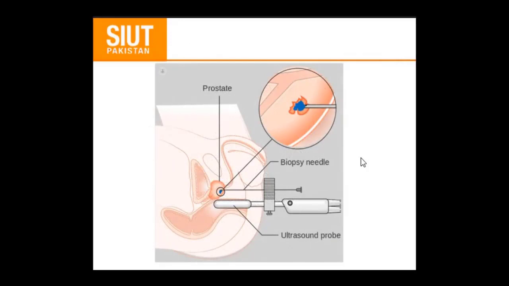This is the picture of how to do a transperineal prostate biopsy. Remember, the probe here is also in the transrectal route, but the needle of the biopsy gun is passed from the skin of the perineum directly to the prostate, and biopsy cores are taken. Due to better visualization, we can take as many cores as required.